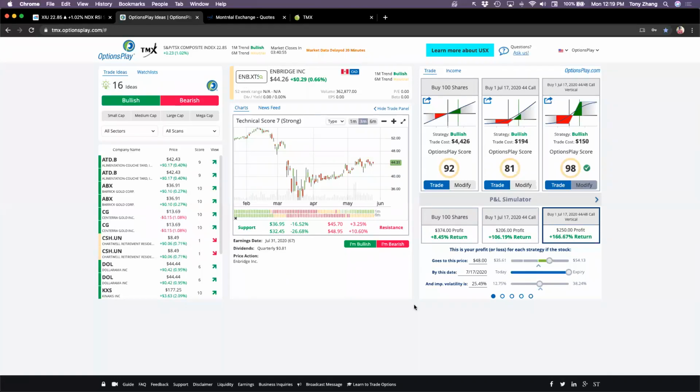Boris wanted to take a look at TD. Now, Boris, if you can tell me whether you're bullish or bearish on TD, that would be great. But let's just look at this. TD, whoops, this is still Enbridge.